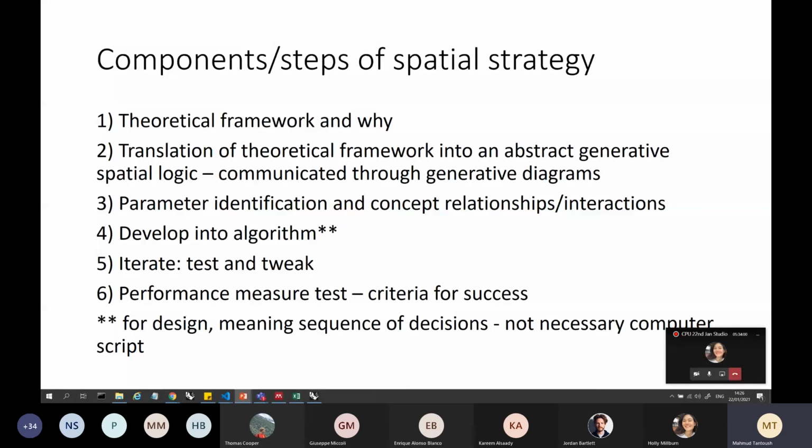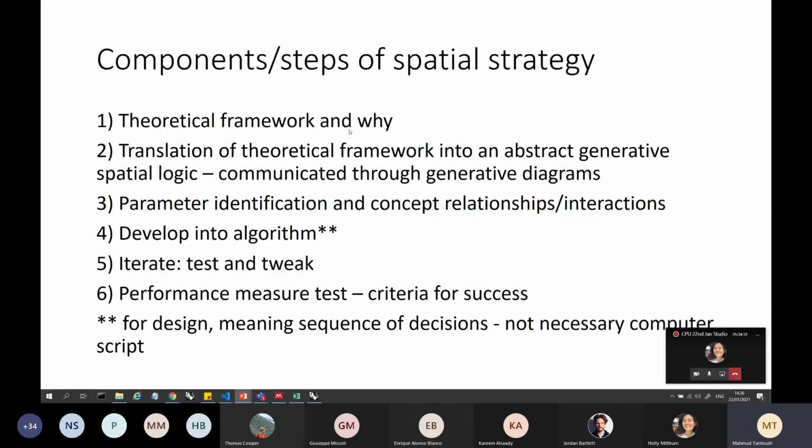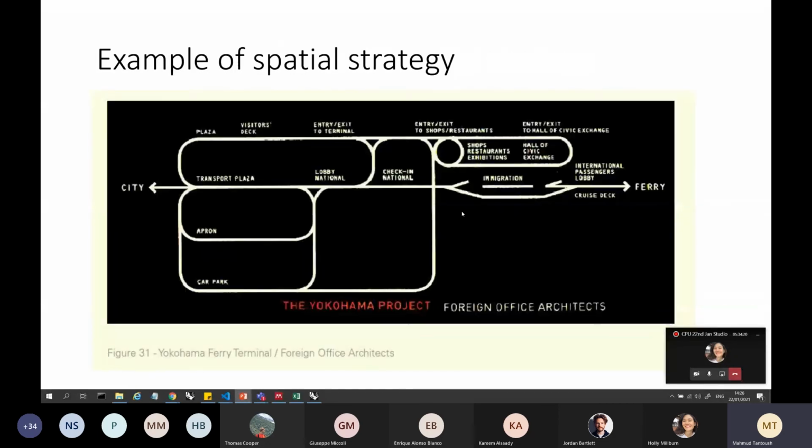Okay, so this is the second one. You take a theory, in this case theories of flows, and translate it into a theoretical framework in an abstract way. The third one is the parameter identification. Points 2 and 3 go hand in hand. You define what are the things that you're tackling: concepts, relationships, interactions. You won't find a theory that tells you this is exactly what you need to think about and this is how you think about it. So it requires interpretation from you. And then you go into the other steps.